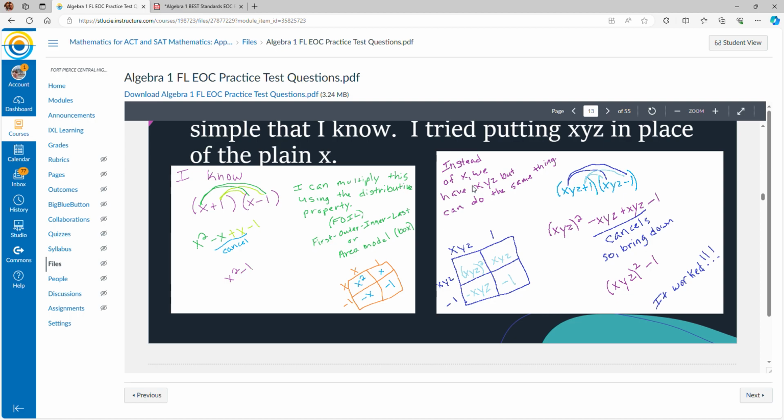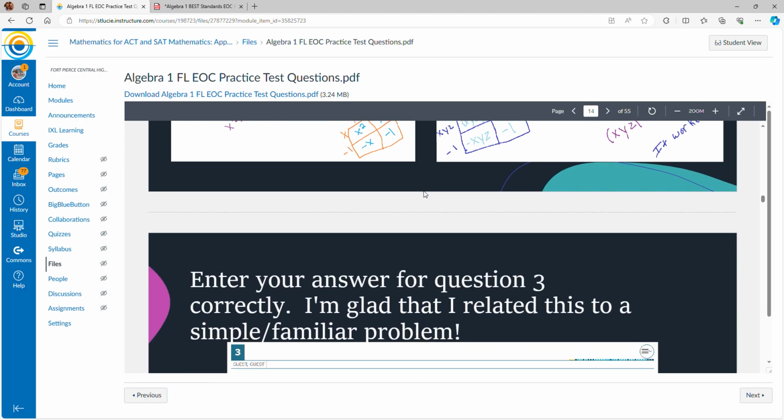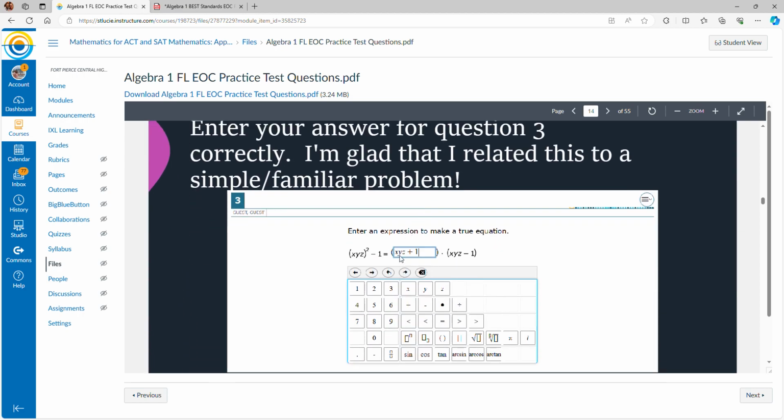And then I applied the same thing we did here with this X plus 1, X minus 1 to XYZ plus 1, XYZ minus 1. And I got XYZ squared plus XYZ minus XYZ minus 1. The middle canceled out, so when you bring it down, it's just XYZ squared minus 1, which worked. So entering an answer for number 3, it was just XYZ plus 1.